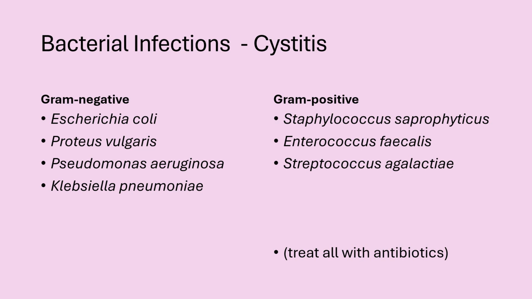So if we start with the bacterial infections, cystitis, this has several different bacteria that can cause it. You can see I decided on this one. I felt it was easier just to separate it by the gram-positives and gram-negatives. So your gram-negative bacteria include your E. coli, Proteus vulgaris, Pseudomonas aeruginosa, and Klebsiella pneumoniae. For the gram-positives, we're talking about Staphylococcus saprophyticus, Enterococcus faecalis, and Streptococcus agalactiae. All of these can be treated with antibiotics.